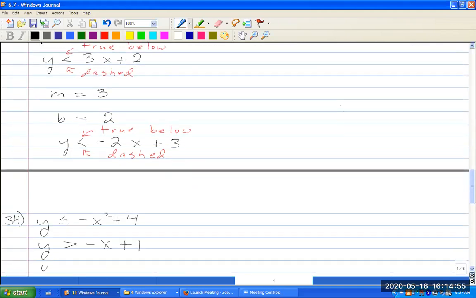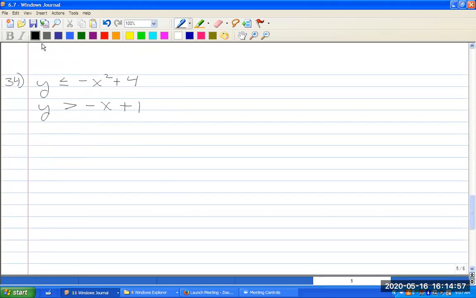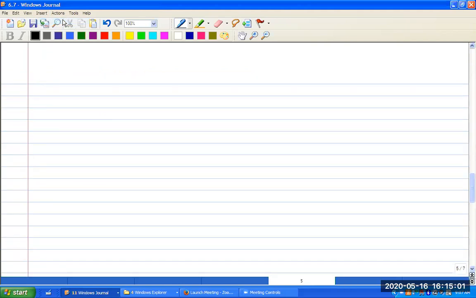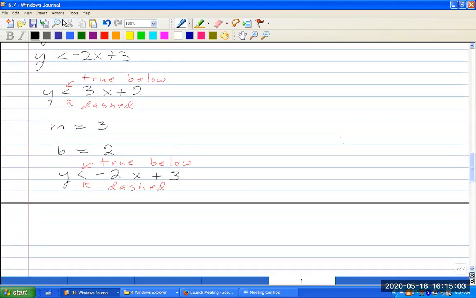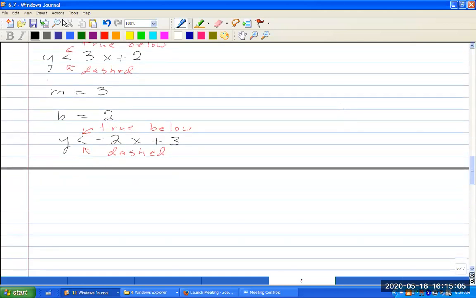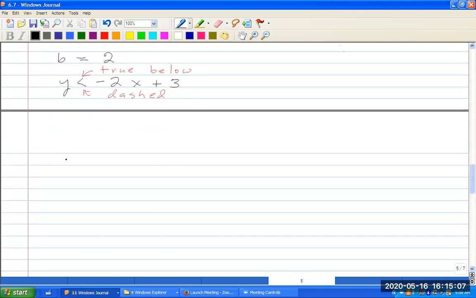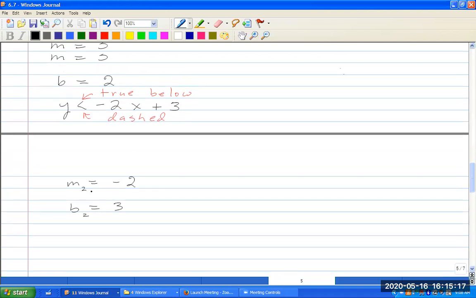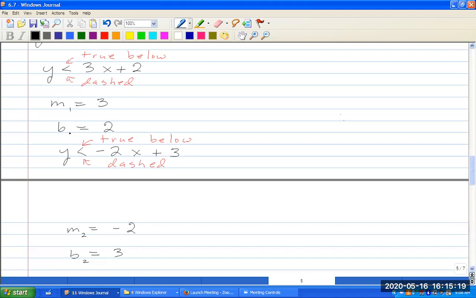The slope will be negative 2. So rise of negative 2 and a run of 1. And the y-intercept is 3. Maybe I should say this is the second, and this is the first one.